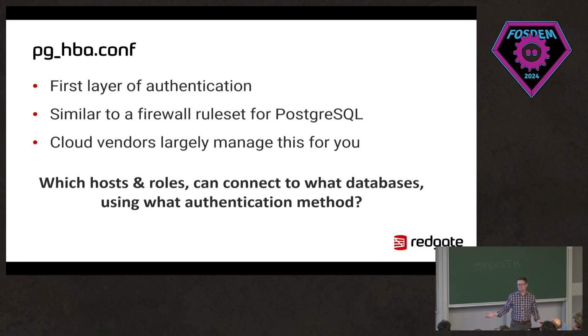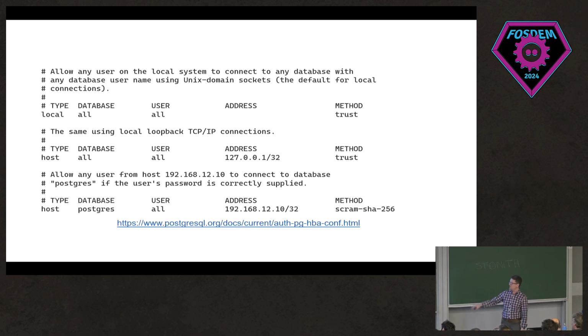If you're in a hosted environment, most of this is taken care of for you if you're in a cloud vendor. And I like to think of it almost like a firewall rule, right? It's a file that literally shows which hosts and roles can connect to what databases using what authentication method. It's a matter of reading top down as a connection tries to happen into Postgres. It matches each of those properties. What host is this connection coming from? What is the role that's trying to connect? And what is the method they're trying to use? The first one it finds, that is the HBA rule that it lists.